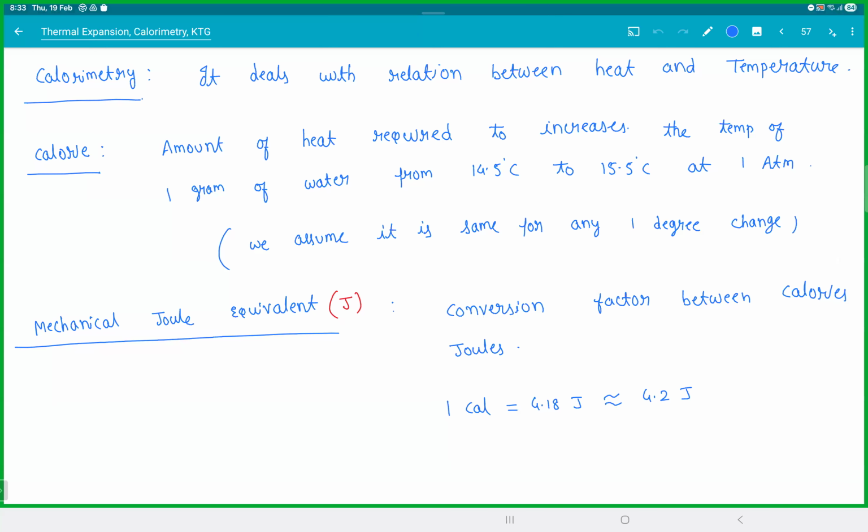So the last thing that we did, we started with the calorimetric introduction.